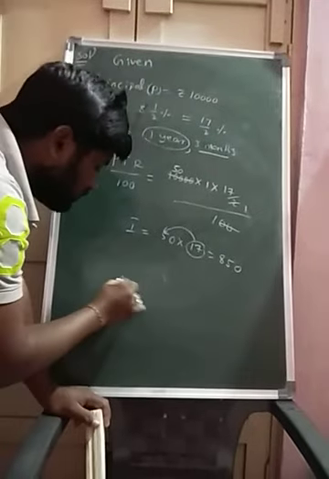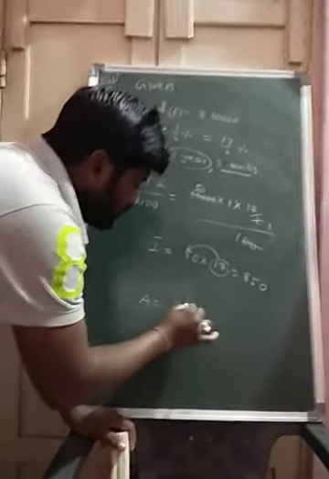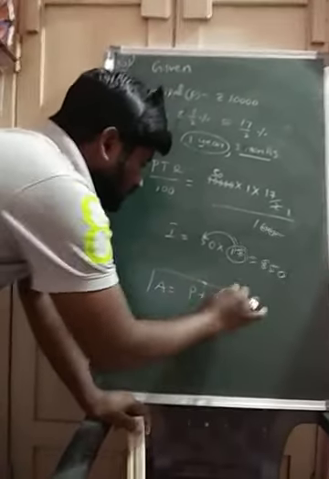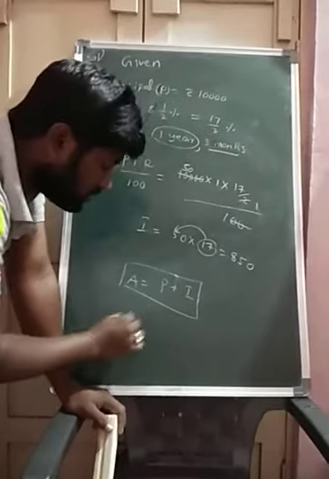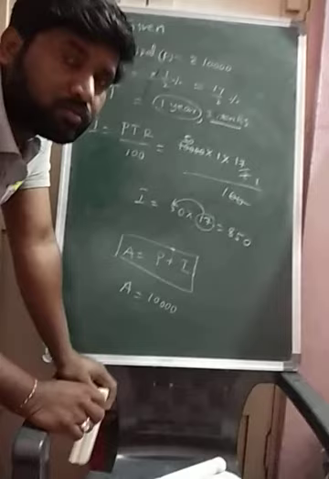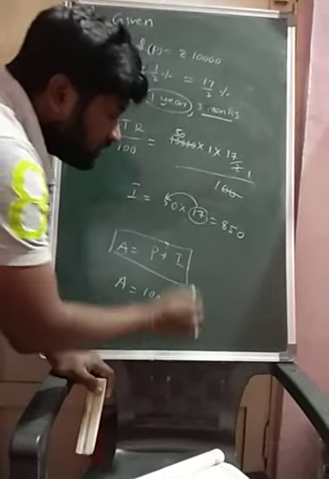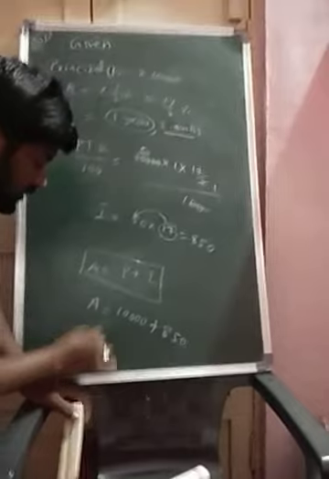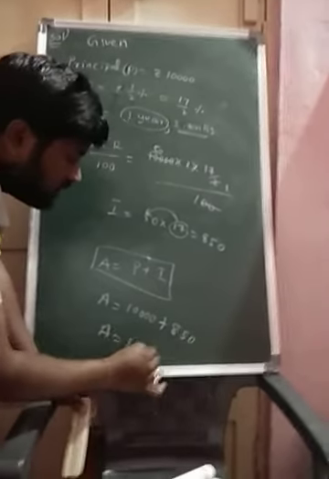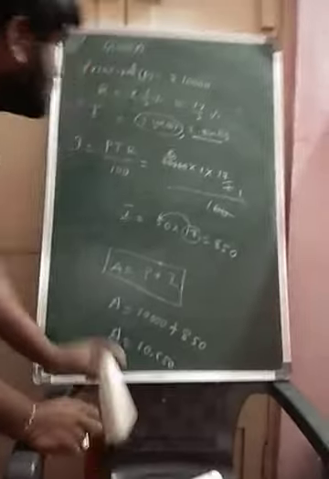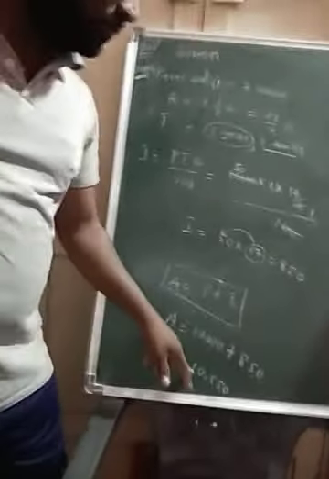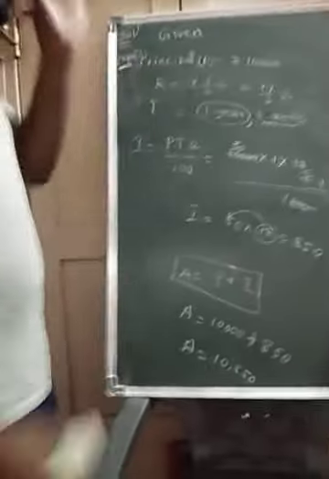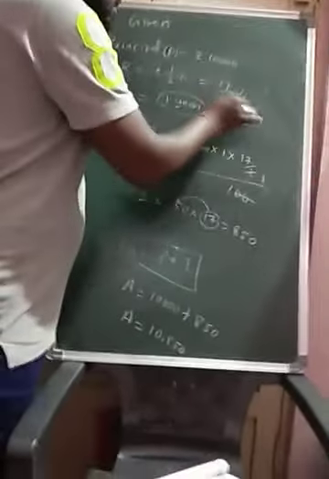Now I want the amount. Amount is equal to principal plus interest. So amount is equal to principal, 10,000, plus interest, 850. So amount is equal to 10,850. This is case 1. In case 1 we get amount is equal to 10,850. Now 3 months ki calculate చేయాల్సి ఉంటుంది.